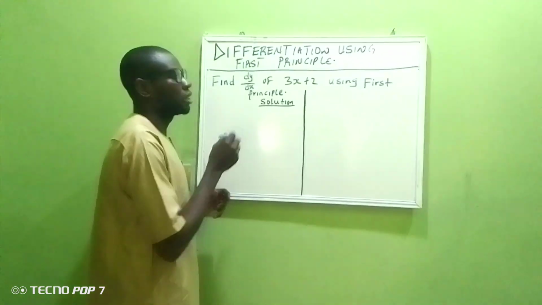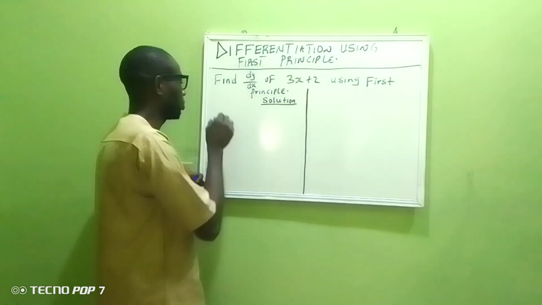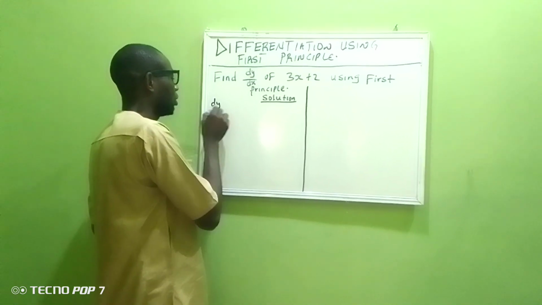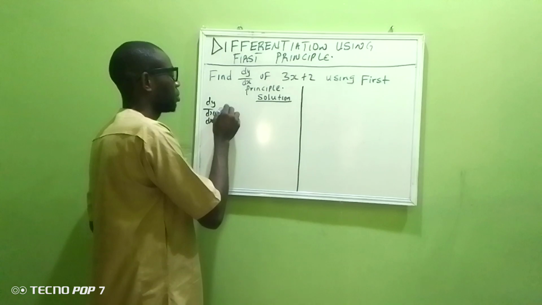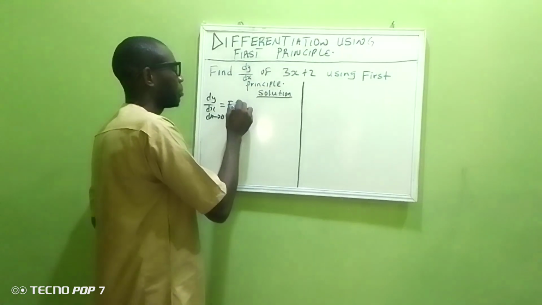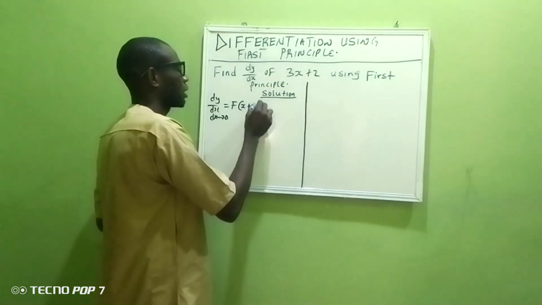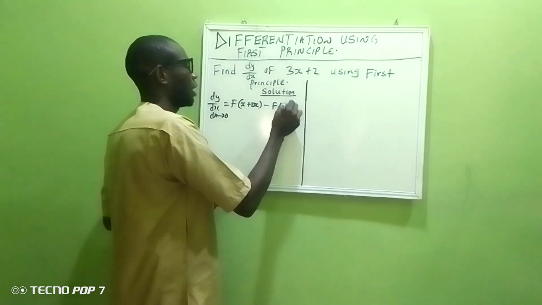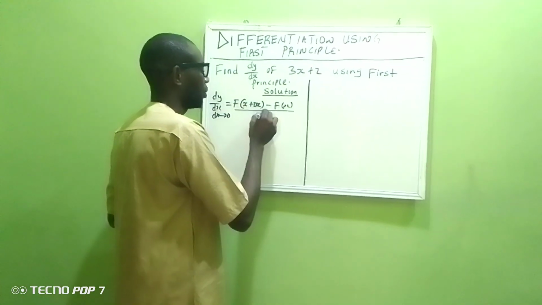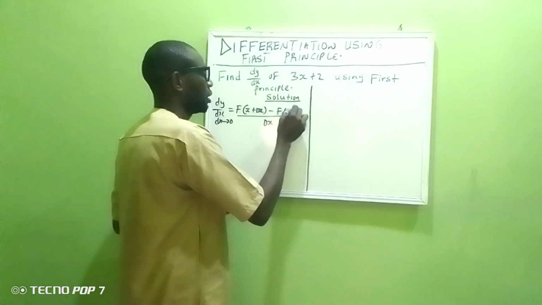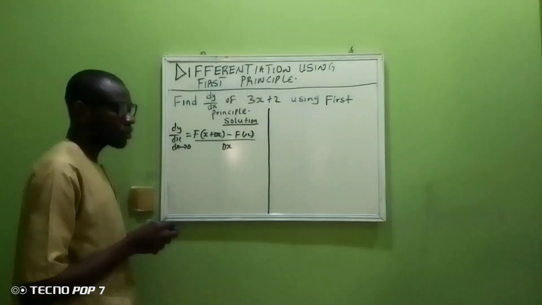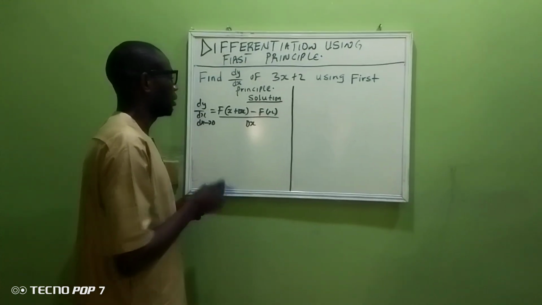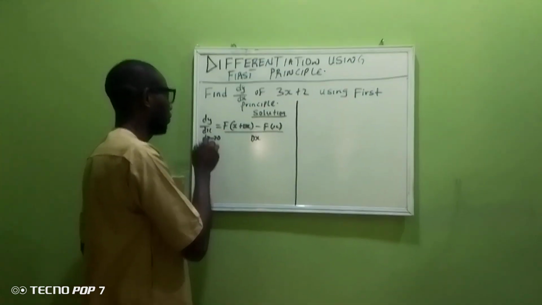First of all, we have to state the formula for the first principle, which is dy/dx as δx tends to 0 is equal to f(x plus δx) minus f(x) all over δx. This formula is called the formula for the first principle. Now, what we are going to do next is we have to identify our a.